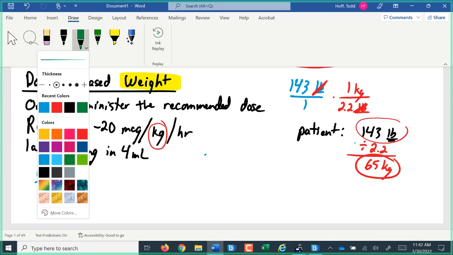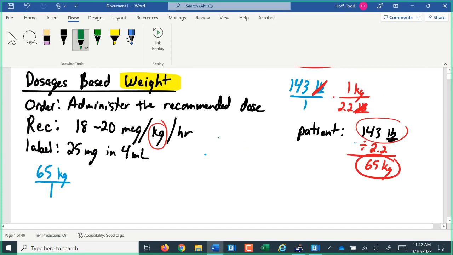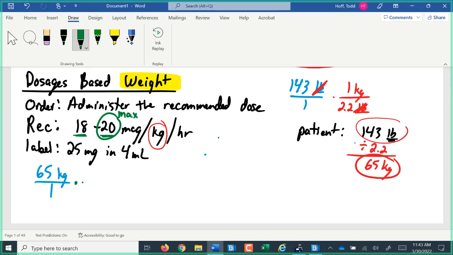And we'll start out then with our recommendation. Now notice the recommendation gives us a range, 18 to 20 micrograms per kilogram. We're typically going to start out with the maximum, a larger number of that range. So here I'm going to get rid of the kilograms. I'll put kilograms on bottom.